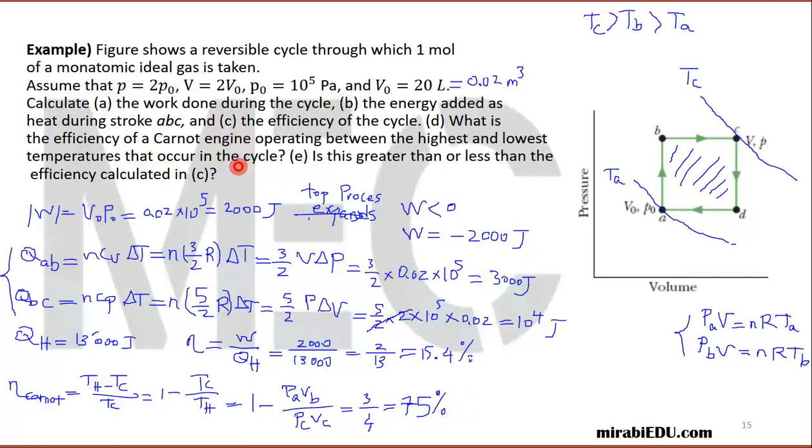So part D says, what is the efficiency of a Carnot engine operating between the highest and lowest temperature that occurs in the cycle? Is this greater than or less than the efficiency calculated? Of course it is greater than the efficiency calculated in part C, because the real efficiency is 15.4%. The upper limit efficiency, which is given by the Carnot efficiency, is 75%. And everything matches here. Everything's good.